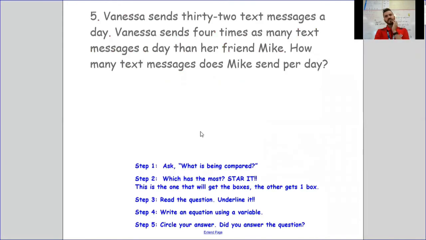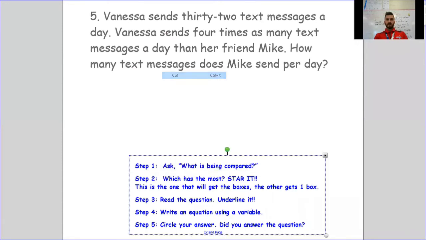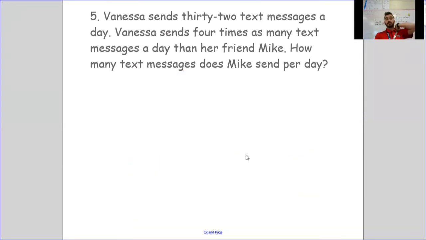It says Vanessa sends 32 text messages a day. Vanessa sends 4 times as many text messages a day than her friend Mike. How many text messages does Mike send per day? Pause, solve, watch.